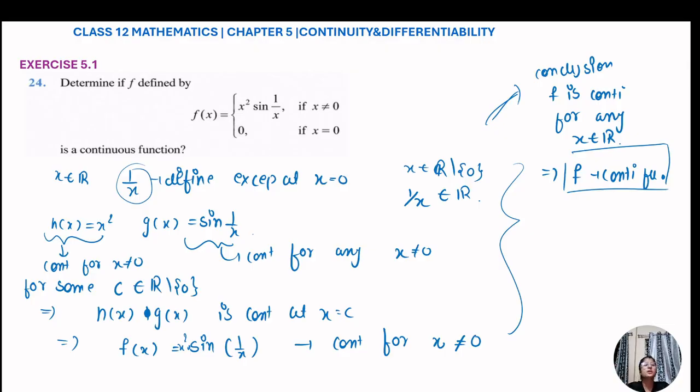So we are done. That's all for today's video. We will meet tomorrow with the next questions of this exercise. A lot of questions are remaining, but please do these questions on your own. Try to use your algebra of continuity very often. You can split these functions into a sum of two functions, a product of two functions, like that. It will be very helpful for you.